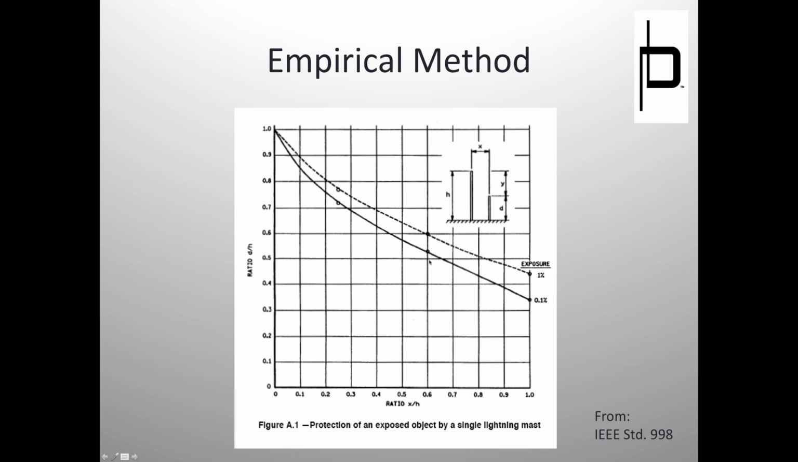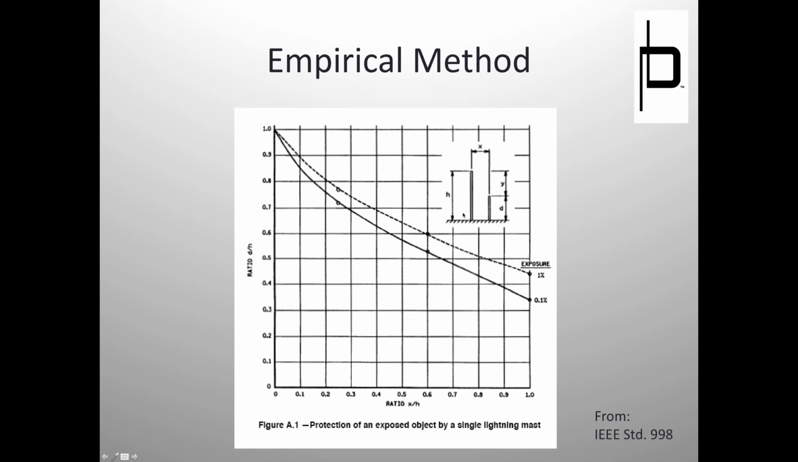The way this works, and there's several curves like this, but H is representing the height of your mast, right? You have a mast or a shield wire or whatever. There's another chart for shield wire. But H represents the height of your mast. D represents the height of your equipment. And X represents the distance your equipment is from your mast. So from these ratios, you can see how far away you can safely place your equipment.